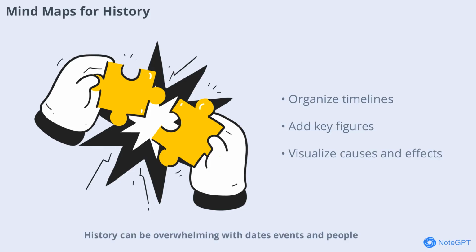History can be overwhelming with dates, events, and people. Mind maps help you organize timelines, causes, and effects. Create branches for different eras or events and add key figures and outcomes. This makes history more manageable and memorable.